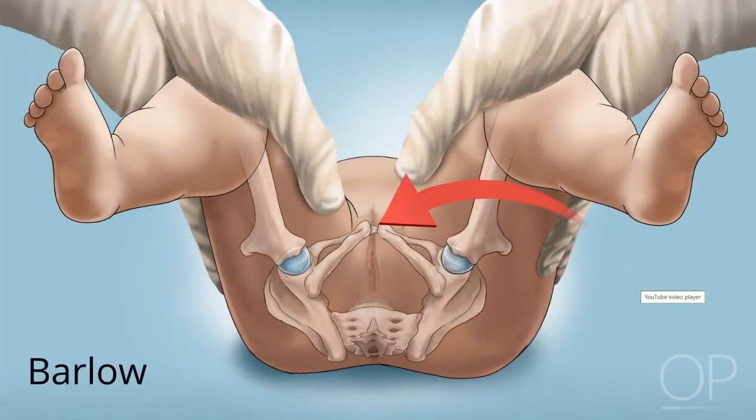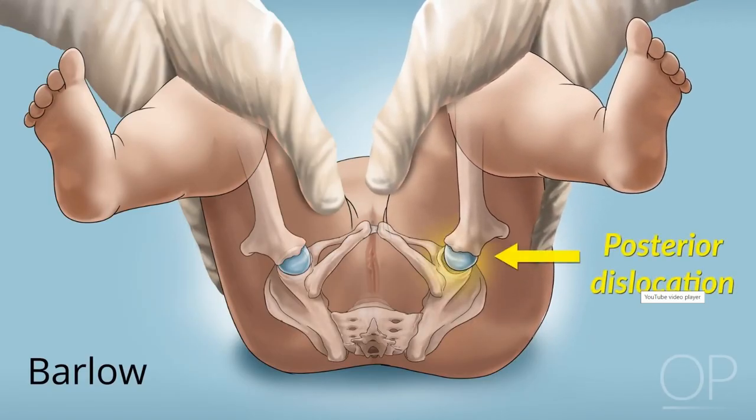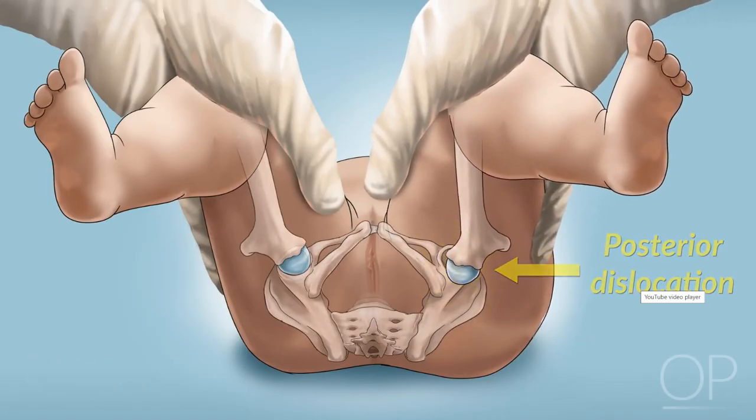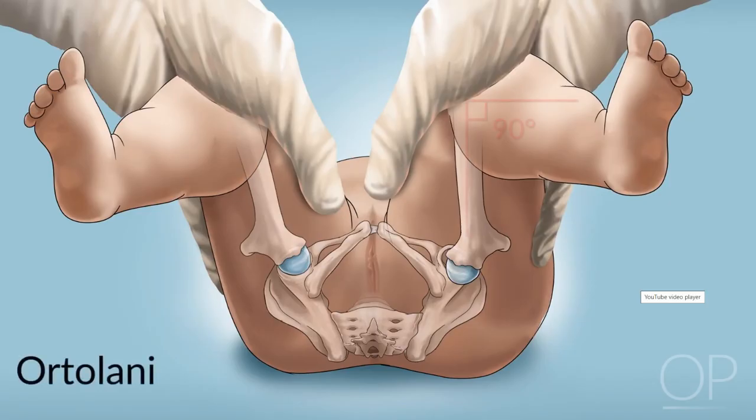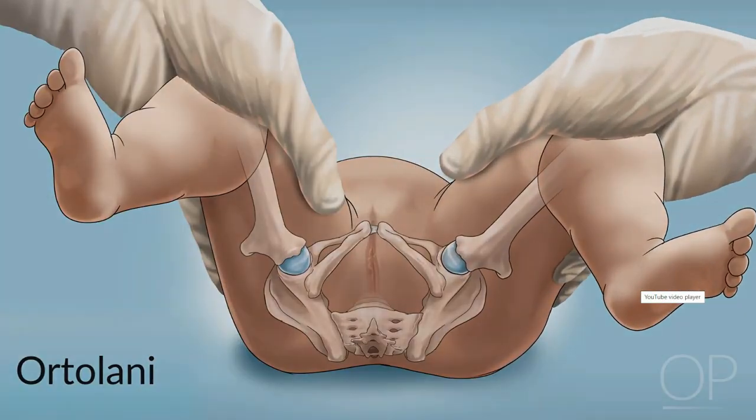In the Barlow maneuver, first adduct the hip by bringing the thigh toward the midline. Then apply a gentle posterior pressure to the knee. In the Ortolani maneuver, flex the infant's knees to a 90-degree position, then abduct the legs by folding the thigh outwards.